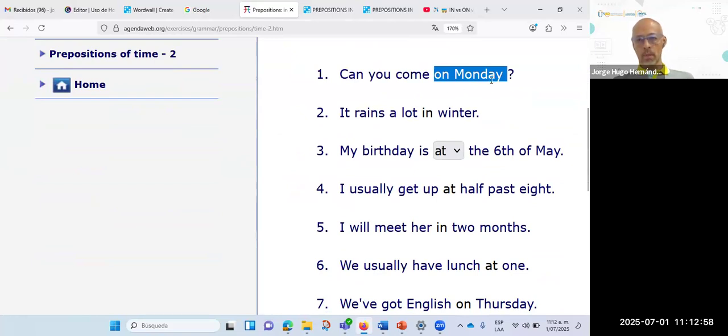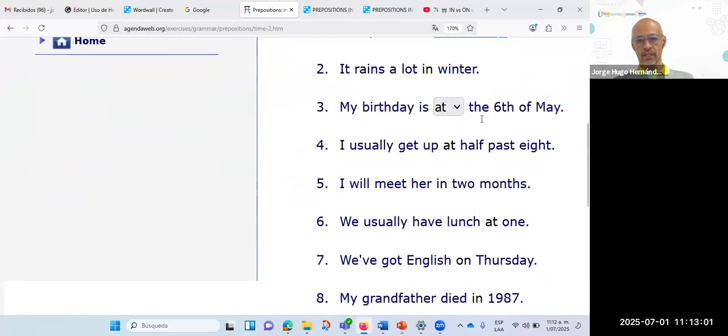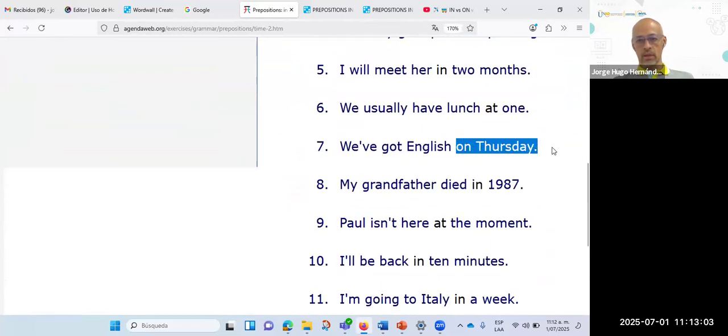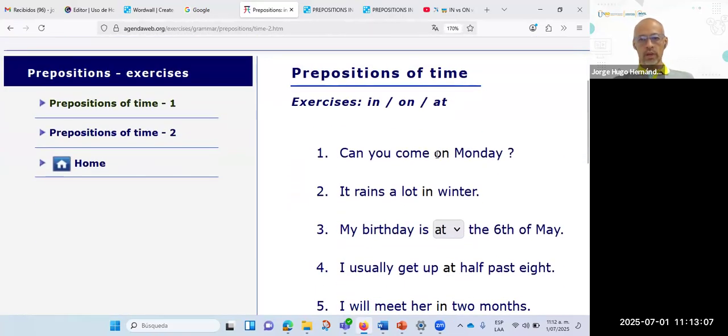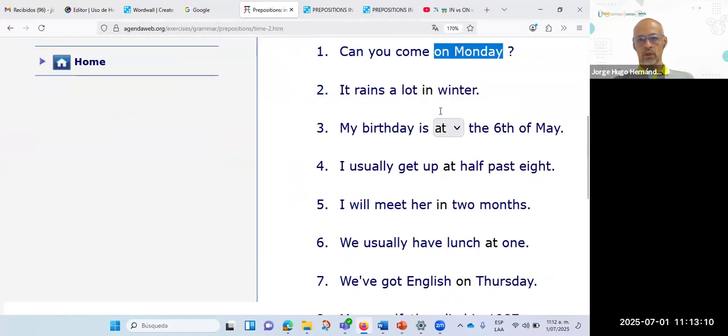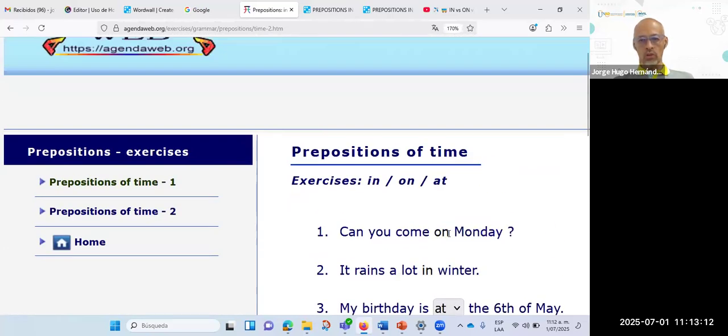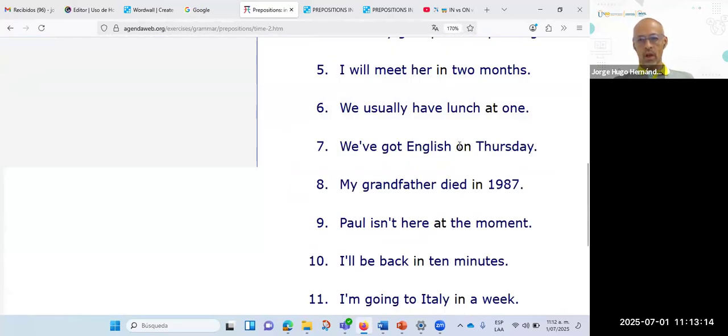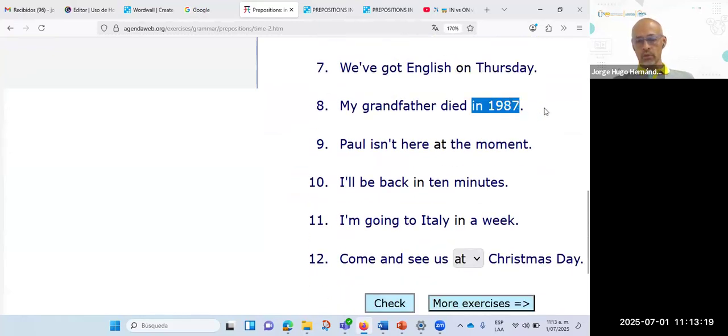In order to say the days, here there is another example, on Thursday. When we are talking about the days, we have to use the preposition on, no? On Monday, on Thursday, okay? We have here another rule. When we talk about the years, we use in: in 1987, in 2025, in 2024, in 1976, okay?